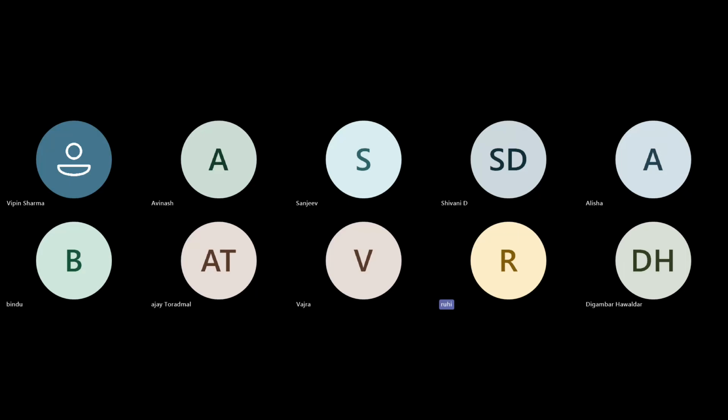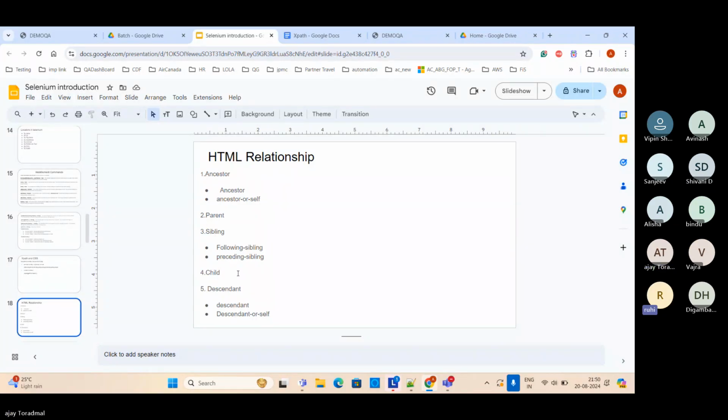By child? Child is same, right? So if any element or current element is having something inside, we can say that particular node or that particular element is the child element.